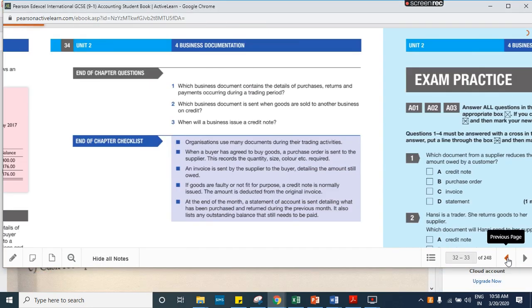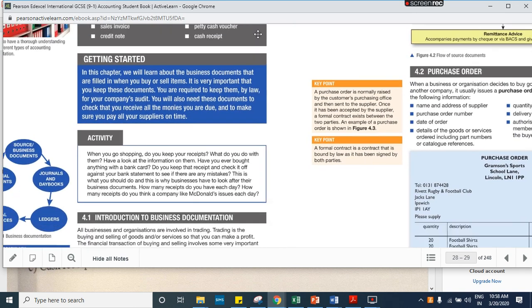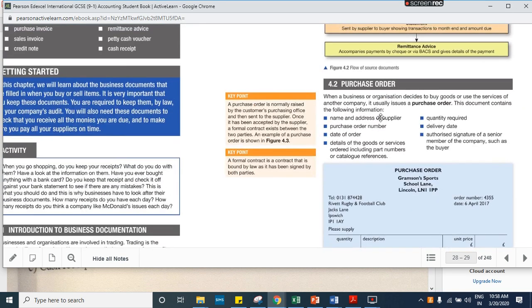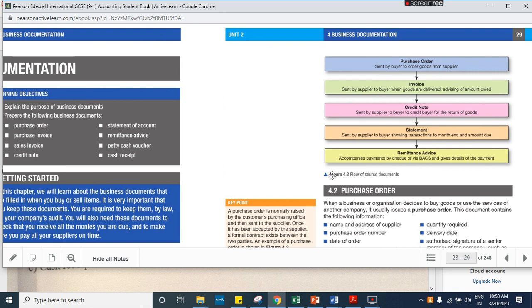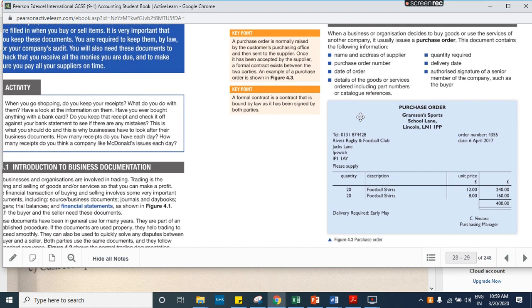This is your textbook, and we are focusing on page number 28 onwards, Unit 2, Business Documentations. So we are starting with purchase order. A purchase order is normally raised by the customer's purchasing office and then sent to the supplier. And this is how the format of a purchase order looks like.